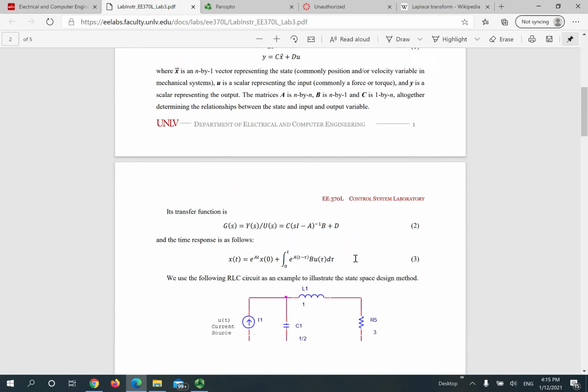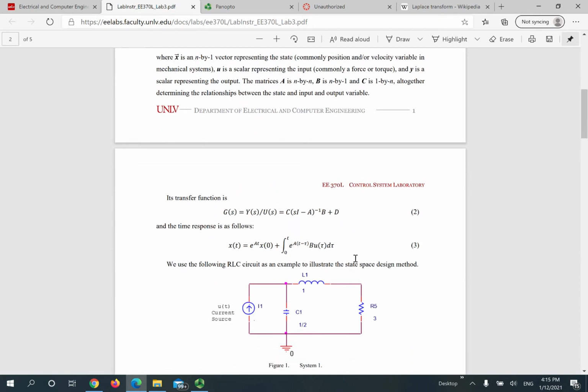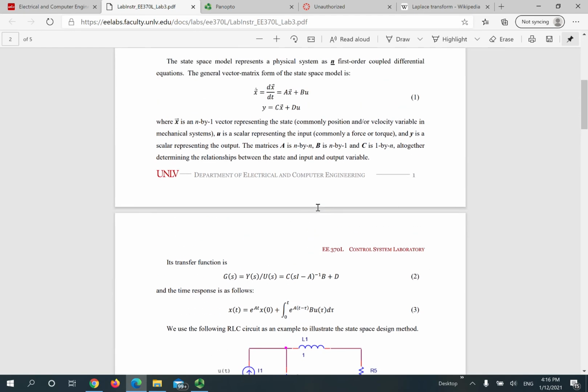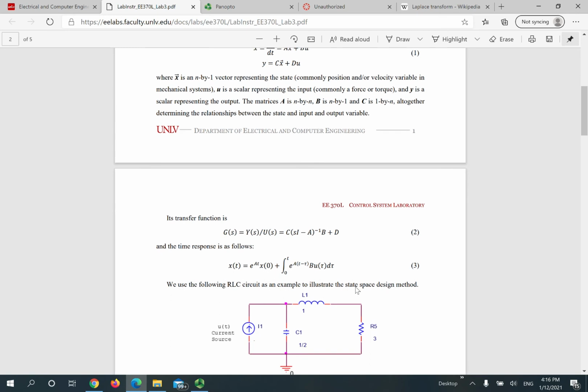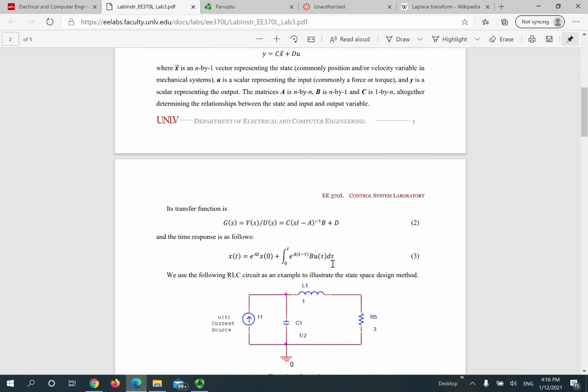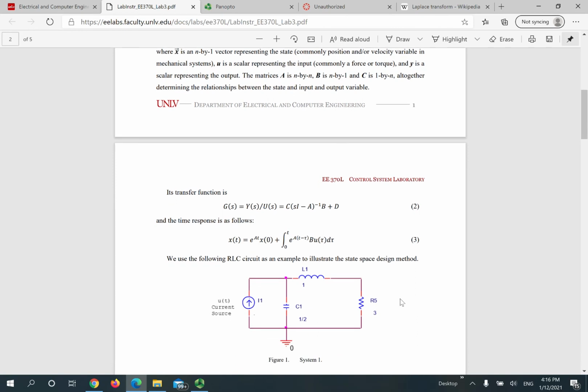An example is simply like this. Before we do the example, you can always derive the transfer function from this state space. As long as you have A, B, C, and D, you can get the transfer function through this. And this is the time response, given you have A and B and so forth.